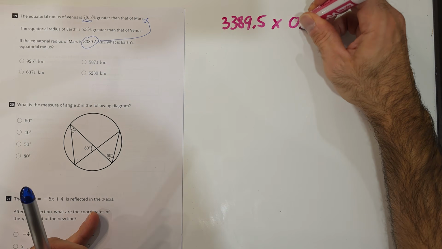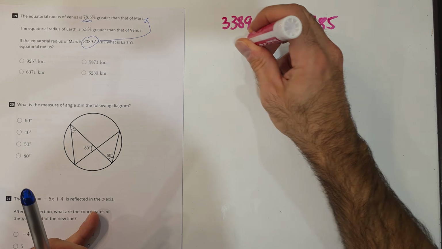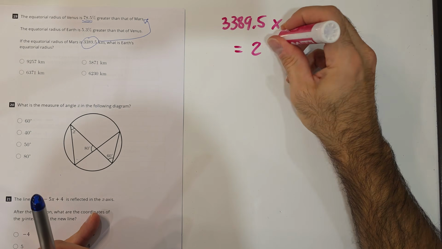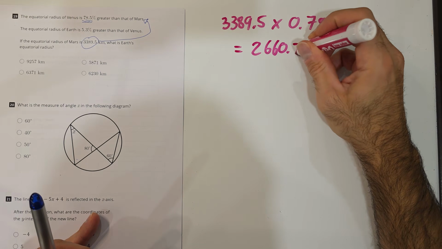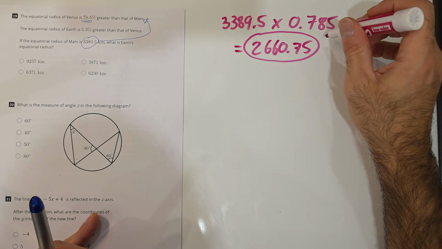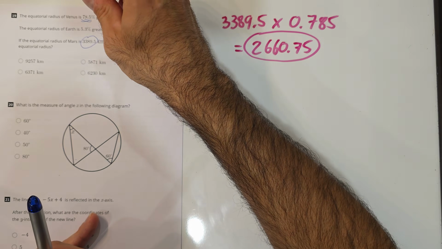3389.5 times 0.785. I'm gonna get my calculator, plug it in, and I'm gonna get 2660.75. This is just 78% of it. This is saying it's 78.5% greater.